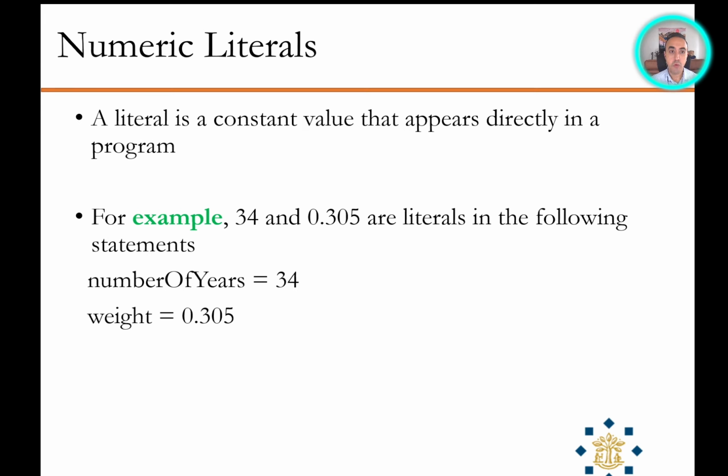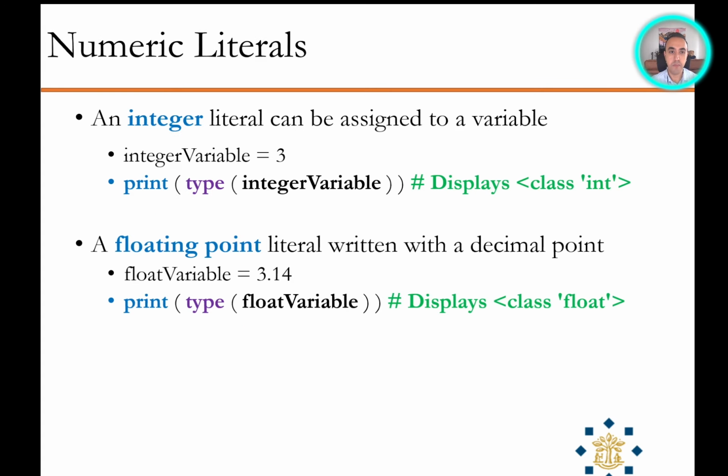All right, so numeric literals. So a literal is a constant value that appears directly in a program. For example, 34 or 0.305, they are literals. They are numbers in the following statement. So here we have 34, 0.35, so they are numeric literals or numbers, you can say it, right?